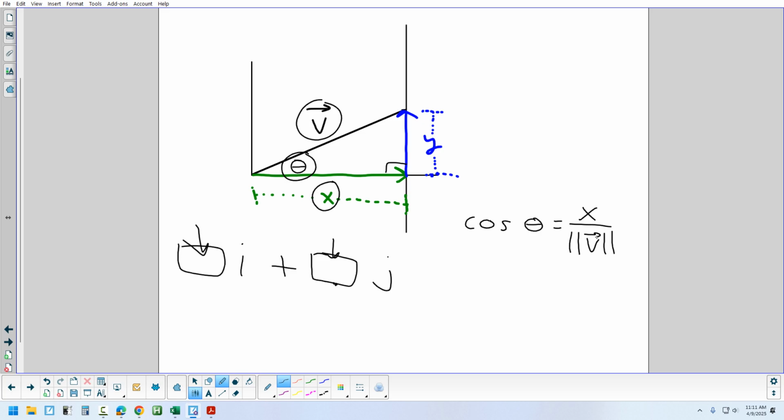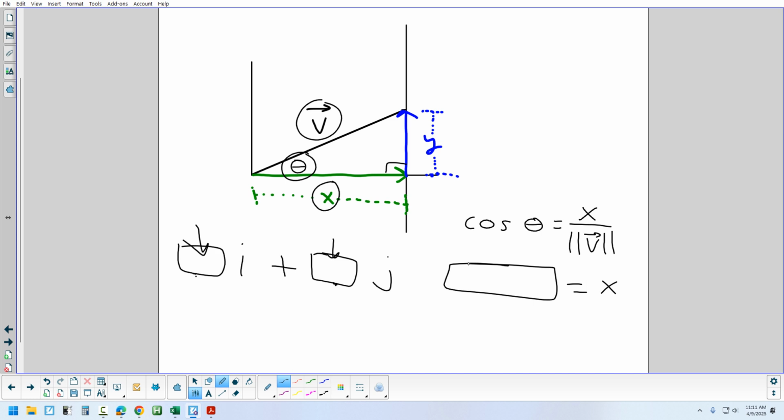That's the formula for cosine of theta: the length of the adjacent over the length of the hypotenuse. And now let's solve for x, and that's what goes in this box. How would you get x by itself? Multiply by the bottom. Yep, multiply by the magnitude of v. So what would be in that box?